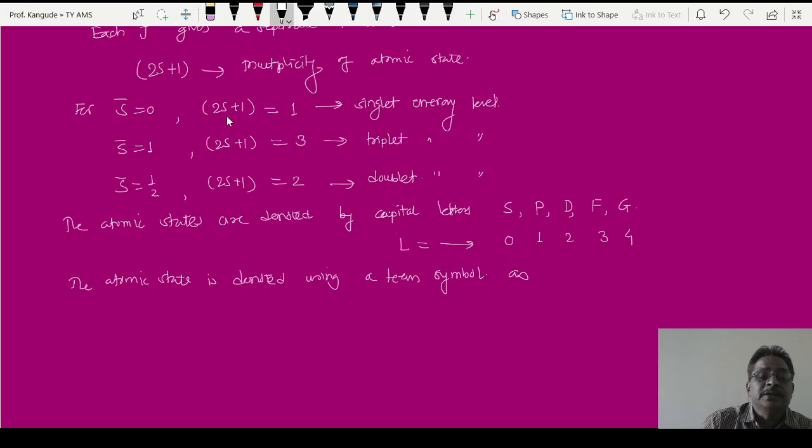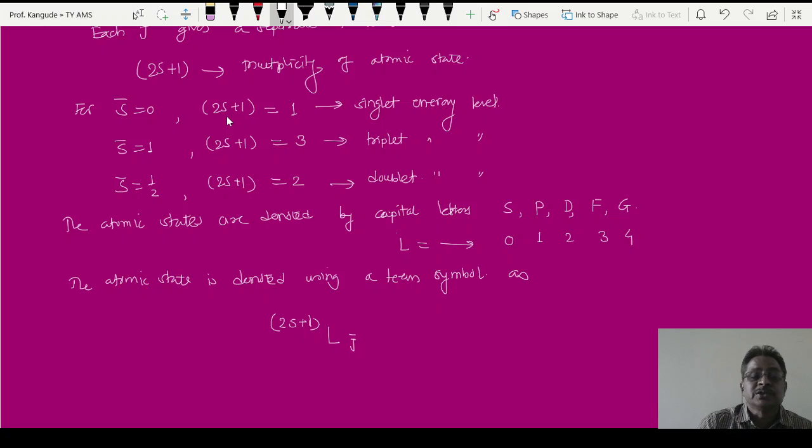Here I have to write in the superscript twice S plus 1, that is the multiplicity. Then the value of capital L, the total orbital angular momentum, is written, and in the right corner, as a subscript, is written the small j. So this is called the term symbol.